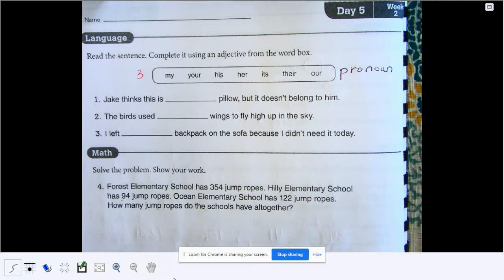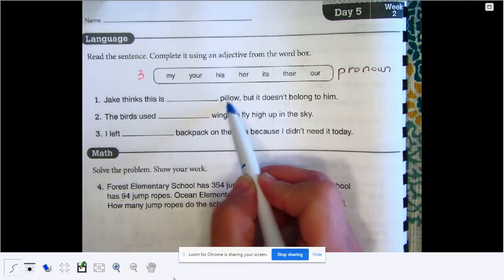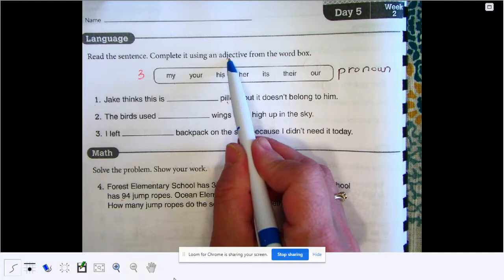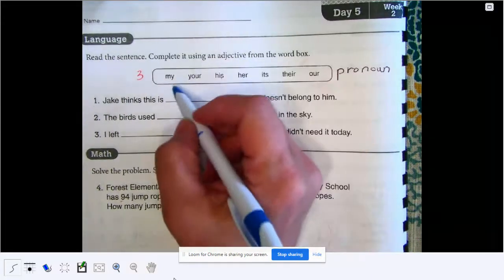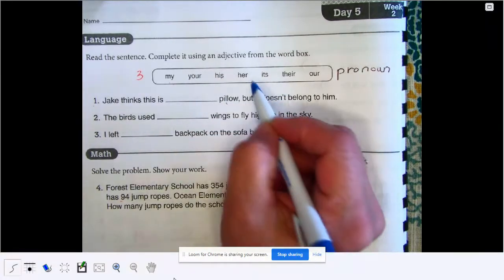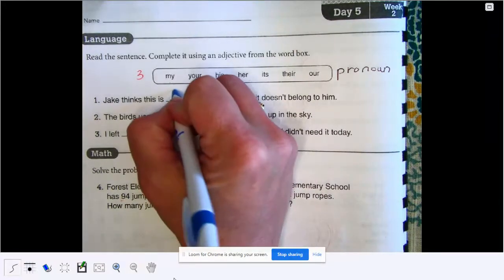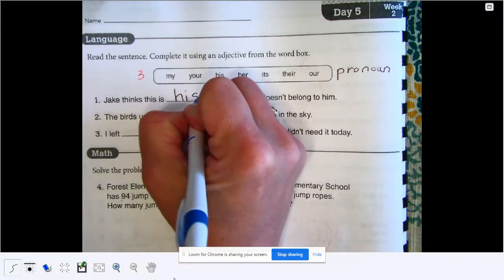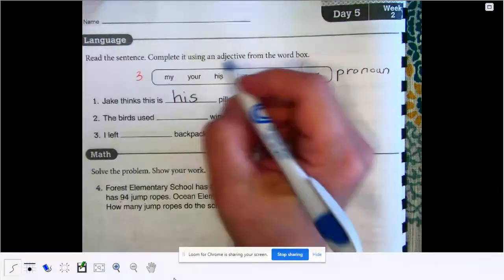Jake thinks this is blank pillow, but it doesn't belong to him. So we're trying to decide whose pillow it is, so then we're using the word as an adjective in this case. So Jake thinks this is my pillow, but it doesn't belong to him, your pillow, his pillow, her pillow, its pillow, their pillow, or our. I think it's his. Let's read it. Jake thinks this is his pillow, but it doesn't belong to him.